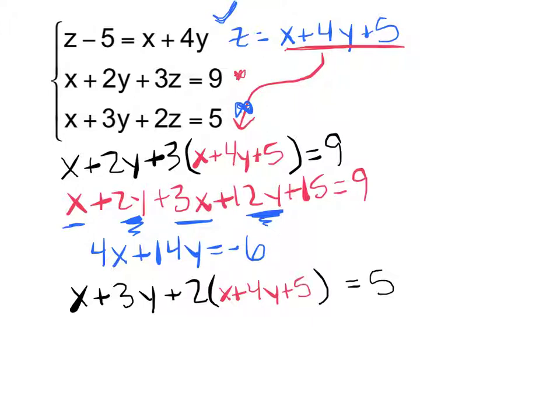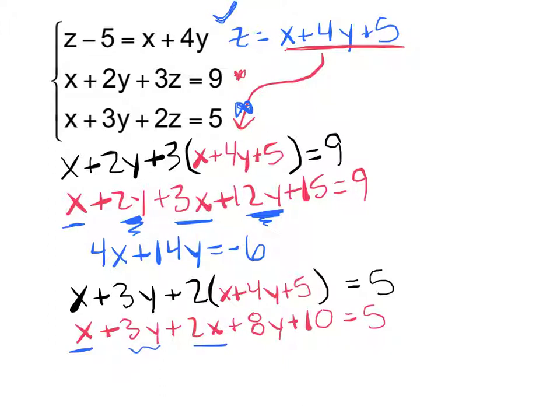Now again, we're going to use our distribution and combining like terms. So when we distribute, and just like before, I'm going to combine these, and I'm going to move that 10 over to the other side by subtracting 10 from both sides. So now we have 3x plus 11y equals negative 5.